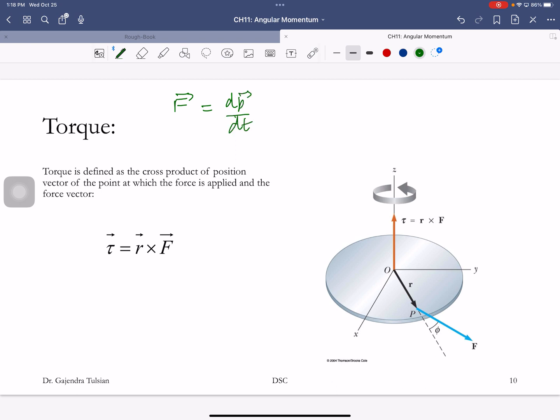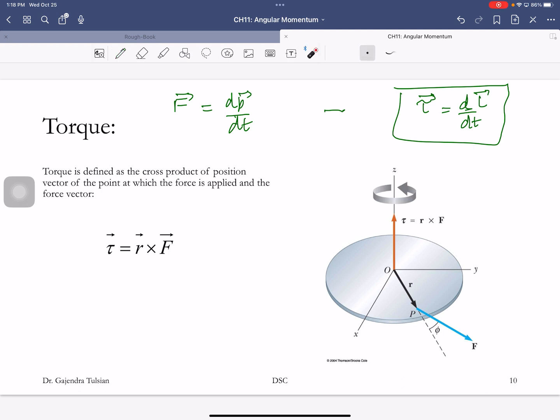So this is for linear motion, and for rotational motion, forces get replaced by torques, and linear momentum gets replaced by angular momentum, d by dt of L. So we are building towards this equation. That's the goal of this chapter, to show you Newton's second law for rotational motion.